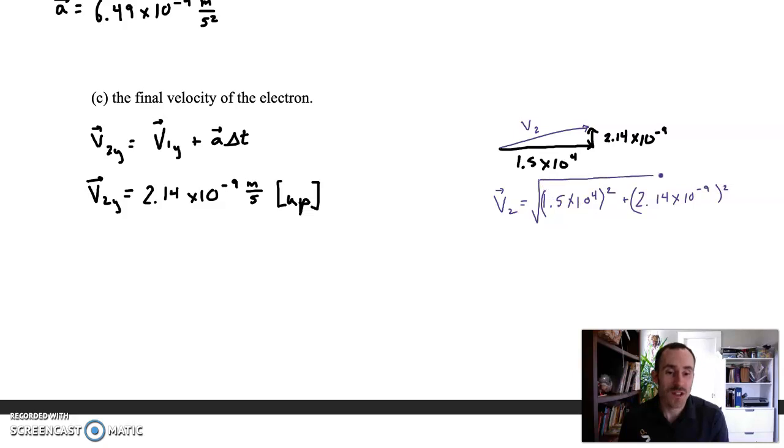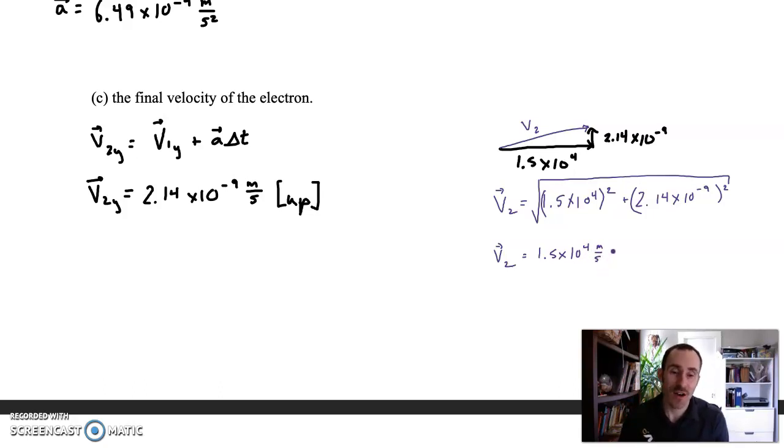Okay, now when you do this, you're going to find, just like we said, that this vertical velocity is really just negligible, and so your final velocity is going to be 1.5 times 10 to the 4 meters per second.